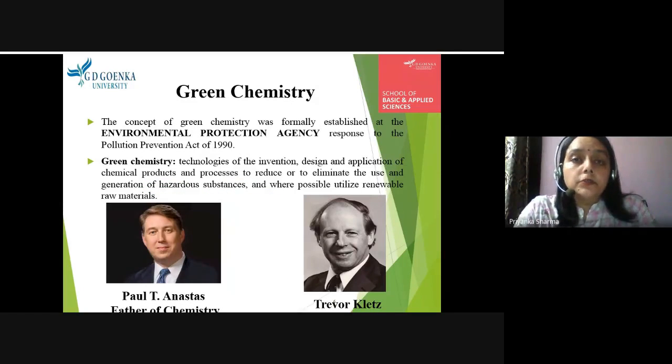This term was proposed in 1990 after the Pollution Prevention Act was introduced by the Environmental Protection Agency. Paul T. Anastas was the father of green chemistry. He introduced this term in 1991, whereas in 1978, Dr. Kleitz had said that we require some alternative routes or pathways for chemical transformation. Paul Anastas defined green chemistry as the group of technologies which deals with the invention, design and application of chemical products and processes to reduce or eliminate the use or generation of hazardous substances and the possible utilization of the raw material.